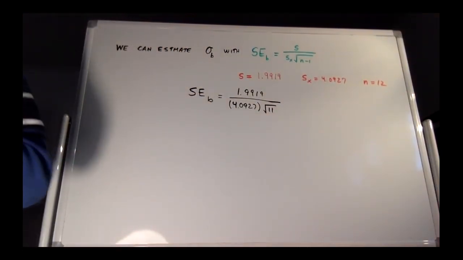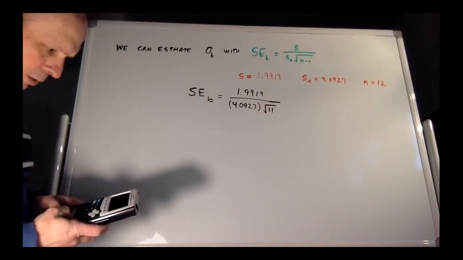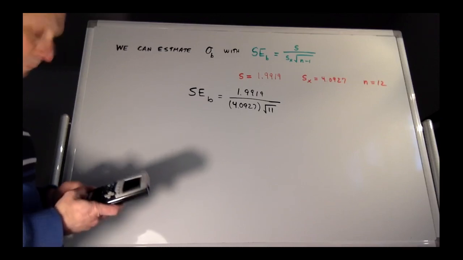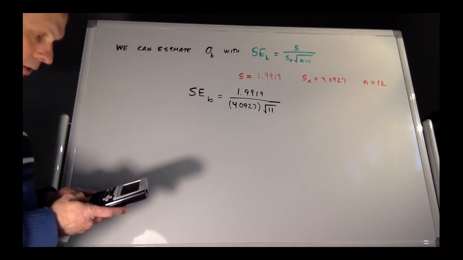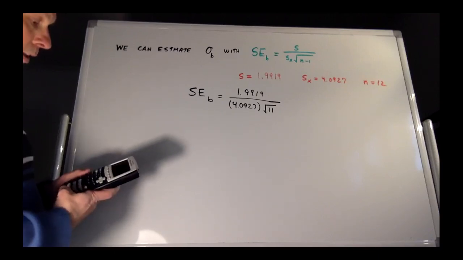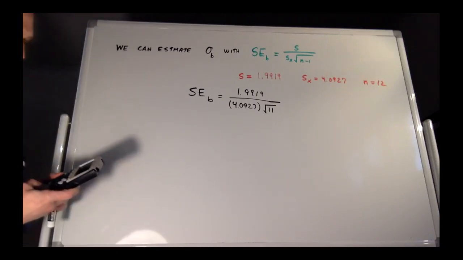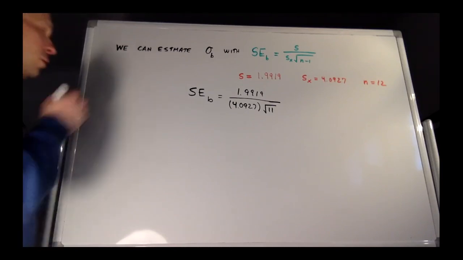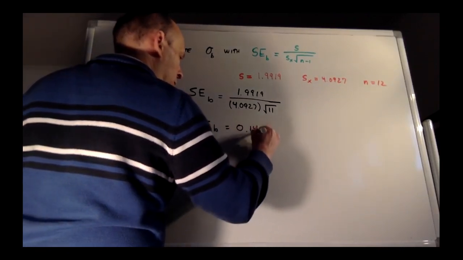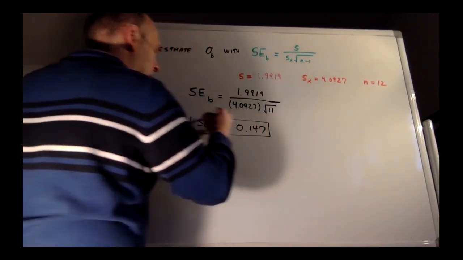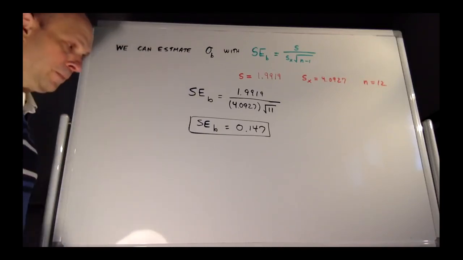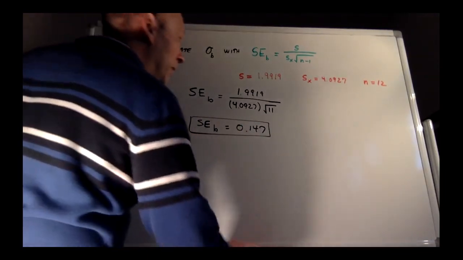All right, so we take out the trusty calculator and we do it. Double check me on this, make sure I'm getting the right number here. 1.9919 divided by 4.0927 times the square root of 11. And it looks like I'm getting 0.1467. We'll just call it 0.147. So the standard error of b is 0.147, and that's a value we're going to need as we move forward, because it's going to be a big part of our confidence interval. Speaking of the confidence interval, let's get into it.